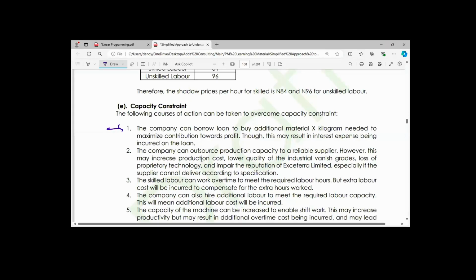Then number three, skilled labor can work overtime. Okay, because skilled labor is usually at full capacity. So because they are operating at full capacity, they may likely work overtime for the company to be able to achieve its aim. Therefore, I now said here that skilled labor can work overtime to meet the required labor hours. Okay, but extra labor costs will be incurred to compensate for the extra hours worked.